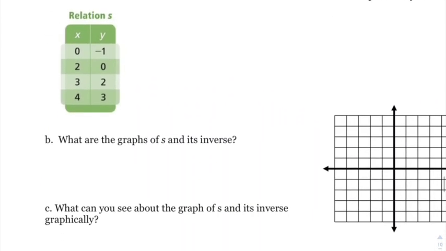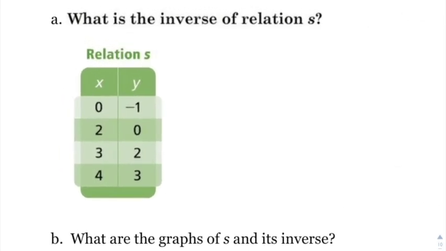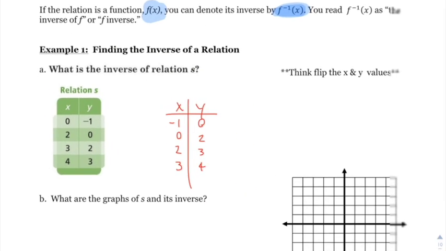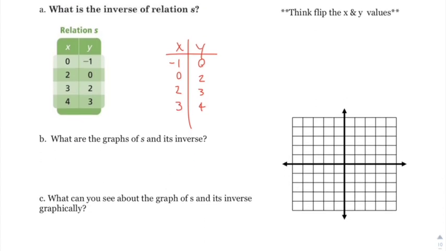So let's think about what that looks like here. What is the inverse of relation S? All you have to do is swap the x and y values around. So our x values are going to be -1, 0, 2, and 3. And then our new y values are going to be 0, 2, 3, and 4. Right there. How are the graphs related?